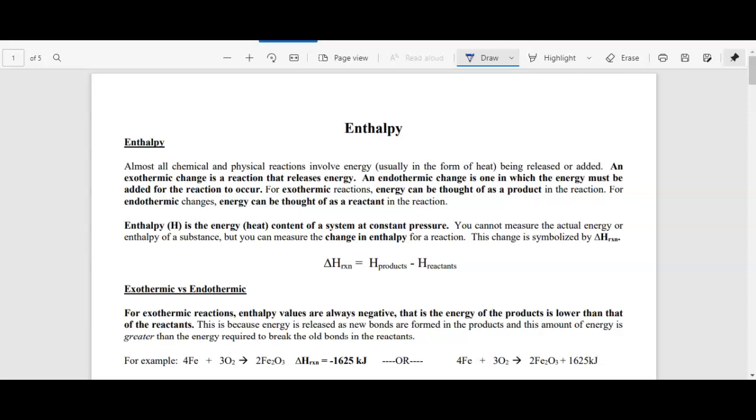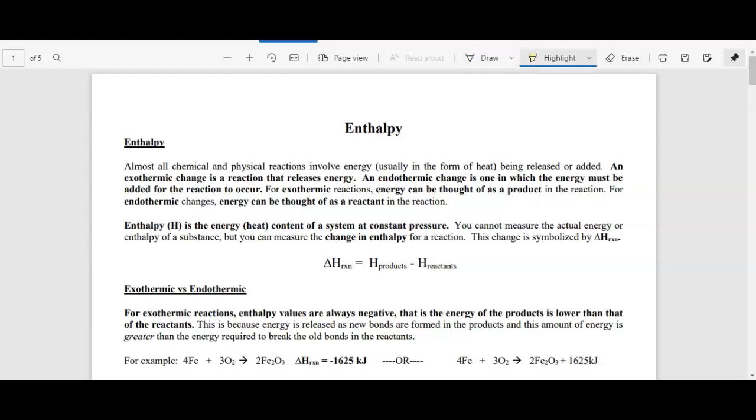Enthalpy: almost all chemical and physical reactions involve energy, usually in the form of heat, being released or added. An exothermic change is a reaction that releases energy. An endothermic change is one in which the energy must be added for the reaction to occur. For exothermic reactions, energy can be thought of as a product in the reaction. For endothermic changes, energy can be thought of as a reactant in the reaction.